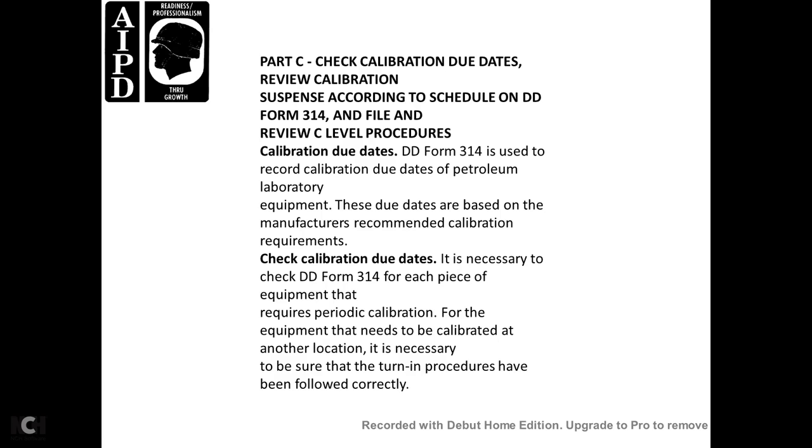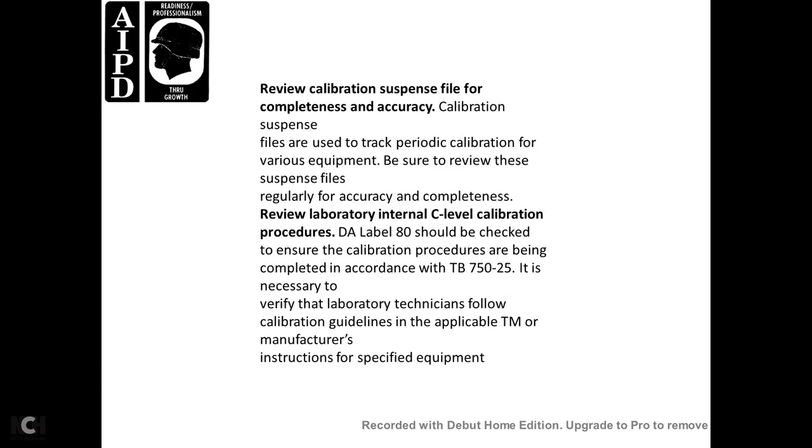Check the calibration due dates on the Department of Defense Form 314. Each piece of equipment records the periodic calibration for equipment that needs to be calibrated in other locations, and it is necessary to be sure that the turn-in procedures have been followed correctly. Review the calibration suspense file, which tracks the periodic calibration of various equipment. Be sure to review these suspense files for accuracy and completeness.